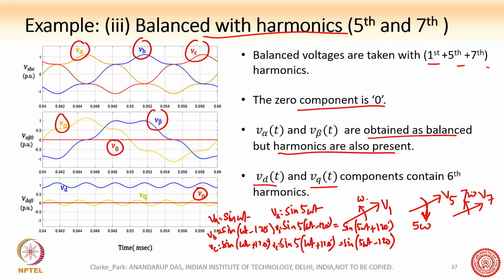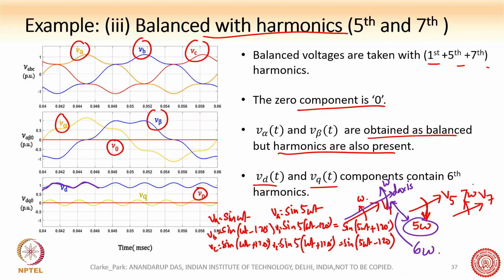Now suppose you have placed your d-axis here, and it is rotating, you are rotating along with this one at omega speed. What will you observe for the fifth harmonic? The fifth harmonic is rotating clockwise, you are rotating anti-clockwise, so the relative speed between them is 6 omega, and this is why this 6 omega harmonic is there on the d-axis.